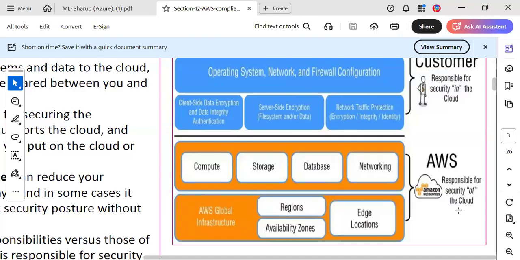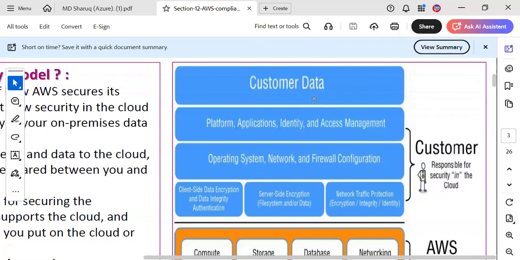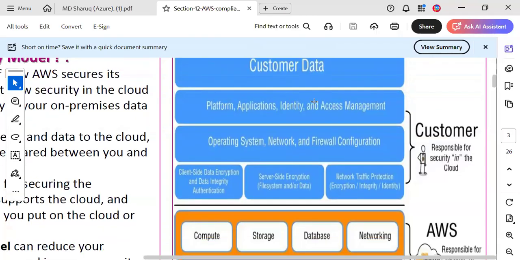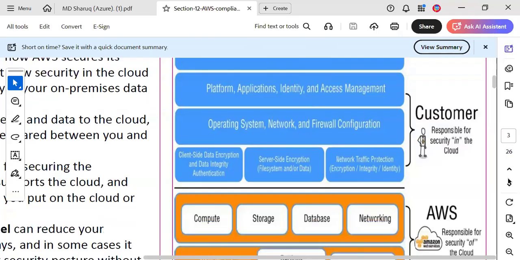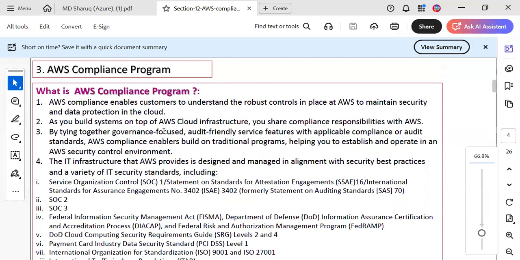They are responsible for security of the cloud also, not only on-site, on-premises. You're getting the idea from this diagram, right? Yes, correct, sir. I understand. Okay, good. Now let us move to the next slide.